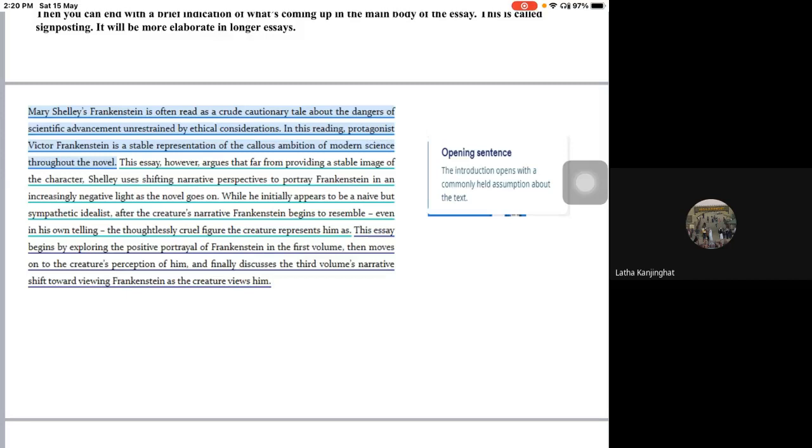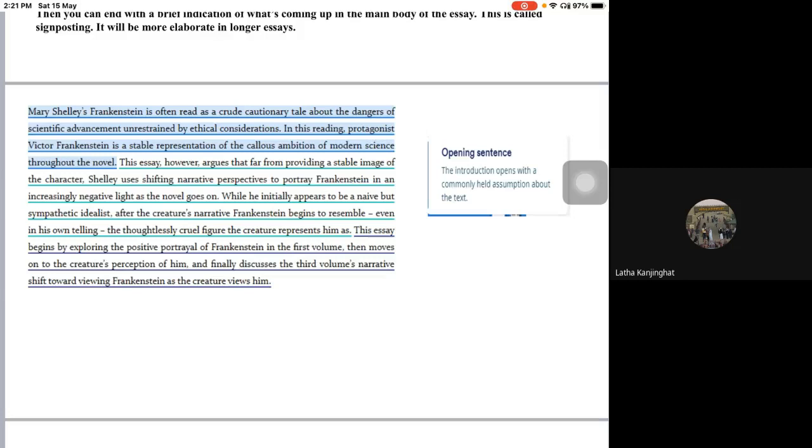Mary Shelley's Frankenstein is often read as a crude cautionary tale about the dangers of scientific advancement unrestrained by ethical considerations. In this reading, protagonist Victor Frankenstein is a stable representation of the callous ambition of modern science throughout the novel. So two sentences we have there, which talk about what the novel is about, right? For example, if it were about Heart of Darkness, we can immediately begin by saying that this novel is about a journey into the heart of Belgian Congo. And what more would you think relevant to add there? You could add it as a general statement, like the opening sentences in your introductory paragraphs.